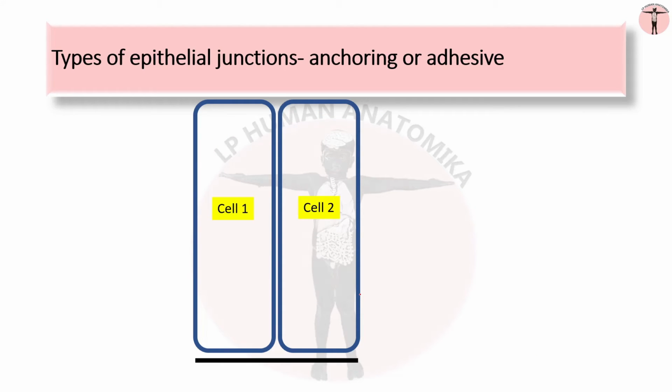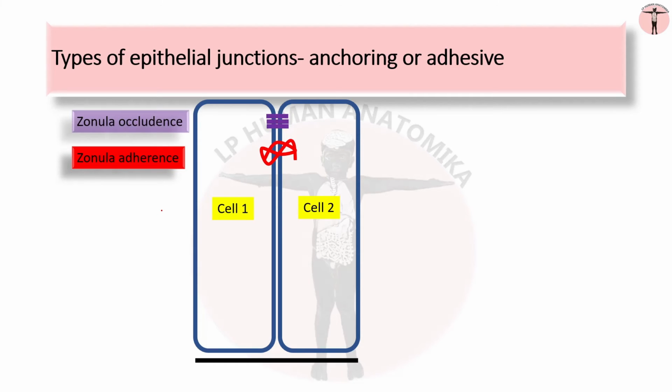Going in detail, the 3 adhesive junctions. To start with zonula adherens or adhesive belt, they are present as a band below the zonula occludens and completely surround the circumference of the cell. So let us look at the structural arrangement.